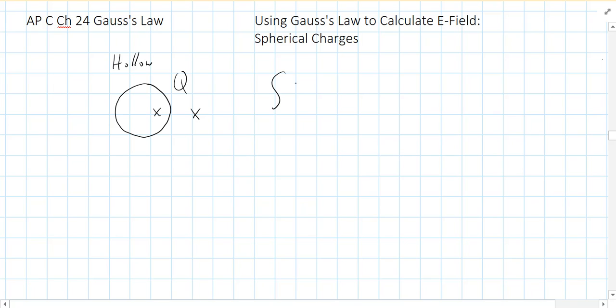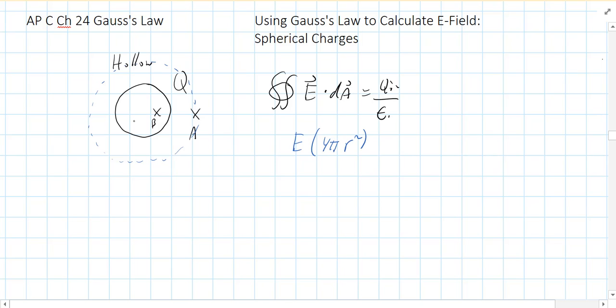So we're going to use Gauss's law. So we have our double integral closed surface of E dot dA equals Q in over epsilon naught. Well, we'll call this outside location A and the inside location B. Well, look at location A. I'm going to have, assuming it's a positive charge, the surface I'm going to draw concentric with the sphere. And then it just becomes E times A, which is 4 pi radius squared. Okay, that's the surface area of that blue sphere that I drew around my hollow sphere.